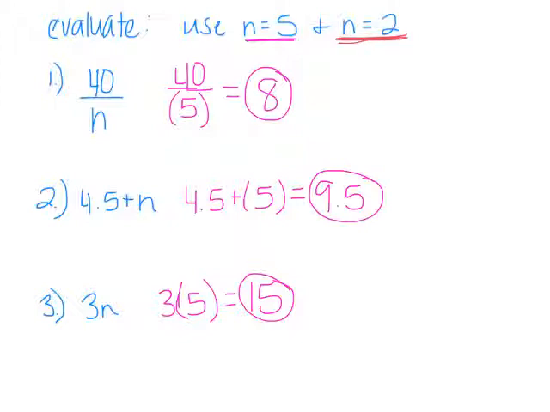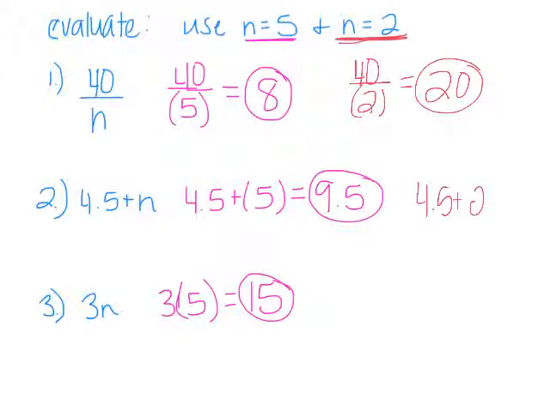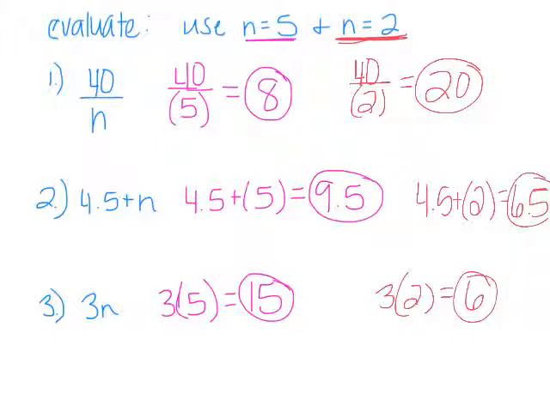So now I'm going to use the same examples, except I'm going to use 2. I'm going to substitute 2 in for n, and I'm going to get 20 for my first one. 4.5 plus 2 equals 6.5. And then on my last one, I'm going to have 3 times 2, which equals 6 for number 3.